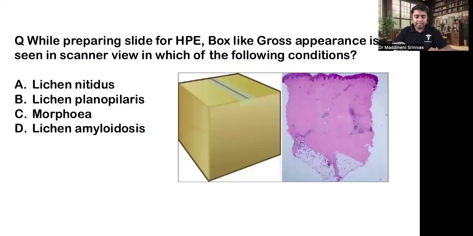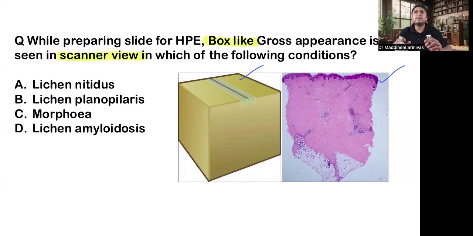And this was the next MCQ. While preparing a slide for histopathological examination, a box-like gross appearance is seen in the scanner view. This was what students told me the question was. So this is the box-like appearance, and here you are able to see the histopath picture from the scanner view. So what is the condition in which we can see this picture?